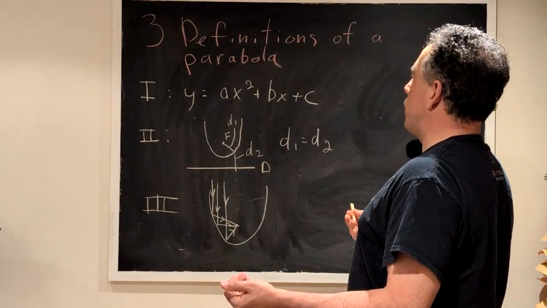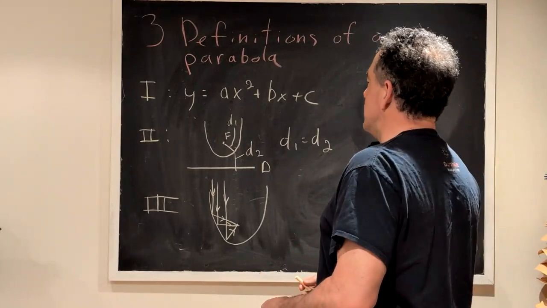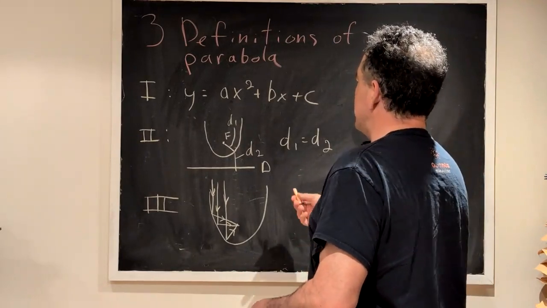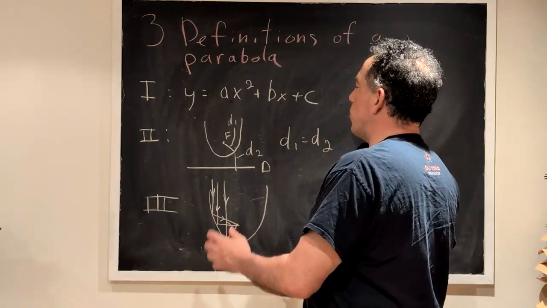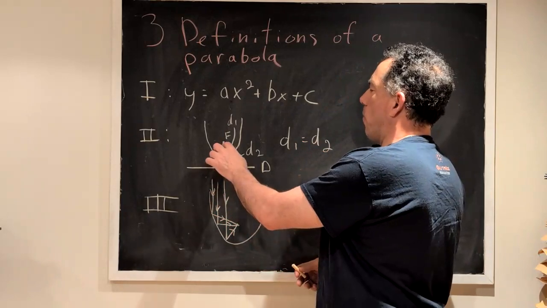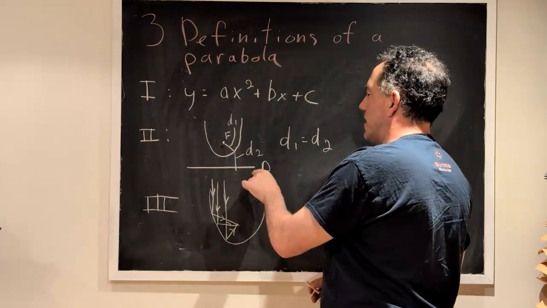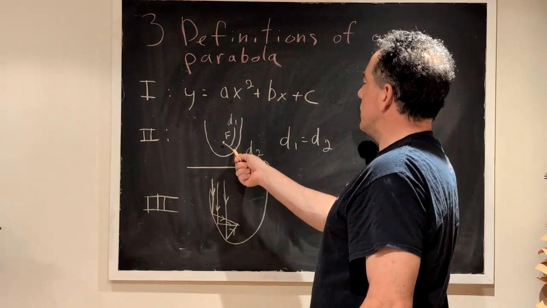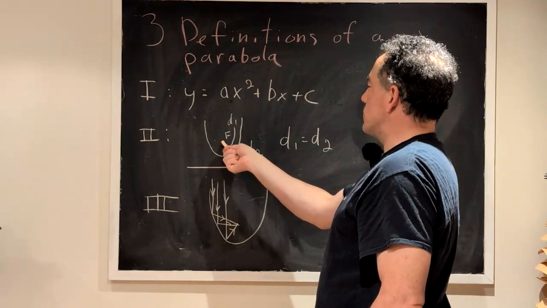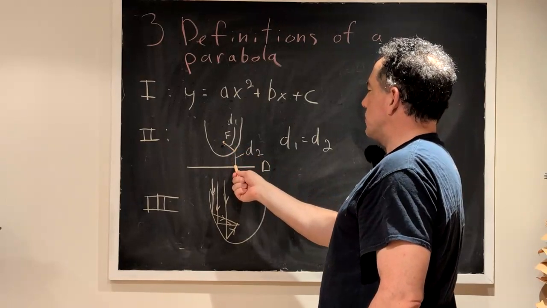Another way of defining a parabola, which you may have seen, is that the parabola is the locus. Basically, it's all the points that are equidistant from a point, which is called the focus, and a straight line, which is called the directrix. So the distance between each point of the parabola and the focus is equal to the distance between the point and the straight line.